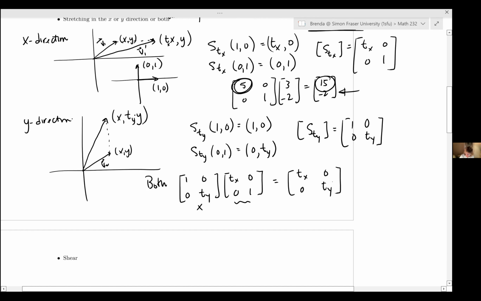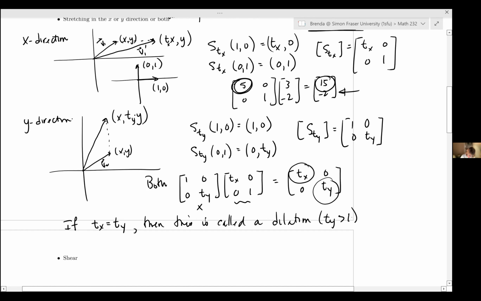So this matrix will stretch by a certain amount in the y direction and by a different amount in the x direction. If you have the case where these two parameters are the same value, then this is called a dilation when it gets bigger. That's if ty is greater than 1. If it's equal to 1, nothing happens. It's a dilation, or it's called a contraction. It gets smaller. That's if ty is less than 1.